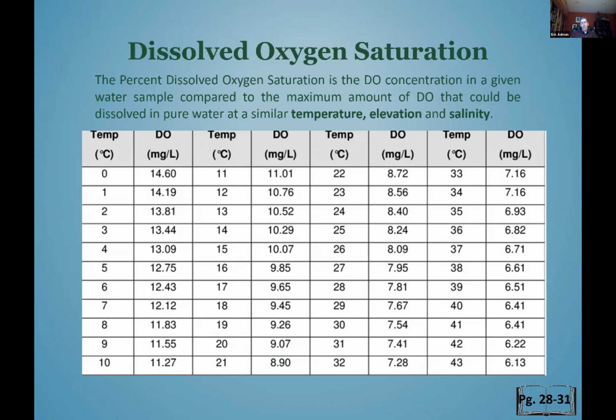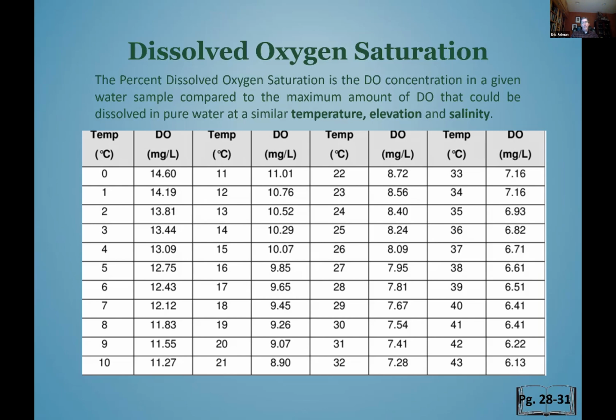So if you come up with a number, let's say that your temperature was 10, and on the left-hand column, the 100% saturated at 10 degrees Celsius would be 11.27 milligrams per liter or parts per million. If you came up with a number of, say, 9, you divide 9 by 11.27 to come up with your percentage dissolved oxygen saturation.